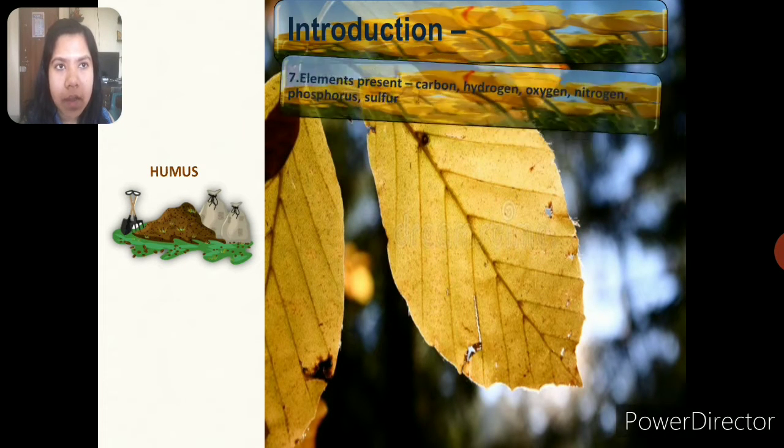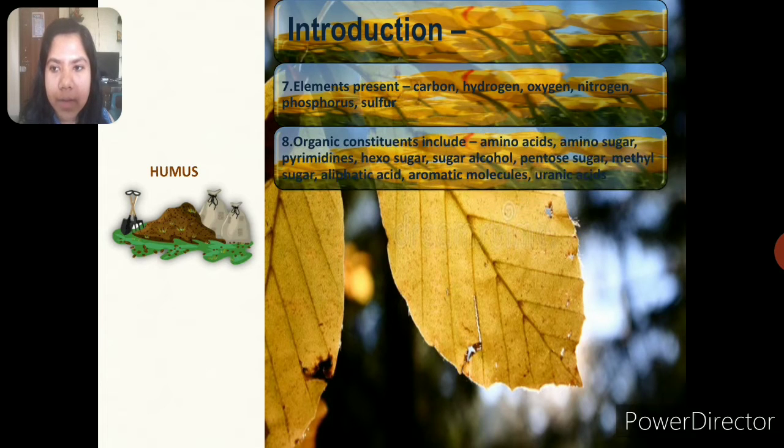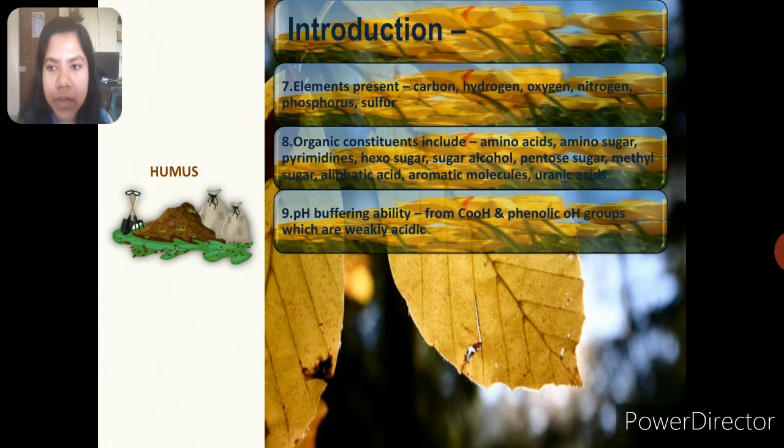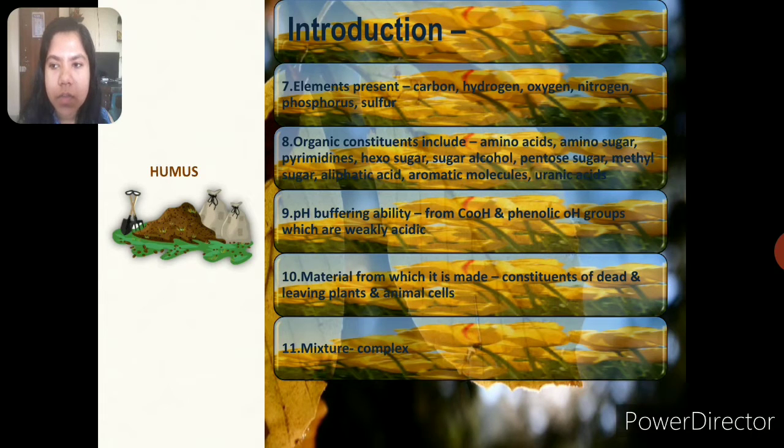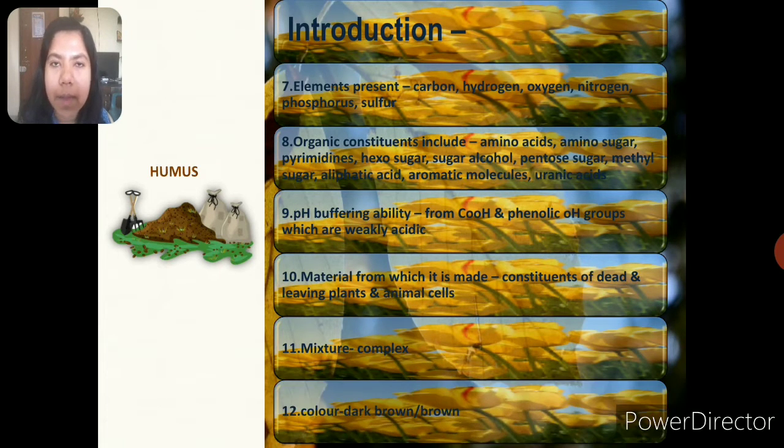The elements present are carbon, hydrogen, oxygen, nitrogen, phosphorus, and sulfur. The organic constituents include amino acids, amino sugars, pyrimidines, purines, hexose sugar, sugar alcohol, pentose sugar, methyl sugar, aliphatic acids, aromatic molecules, and uronic acid.